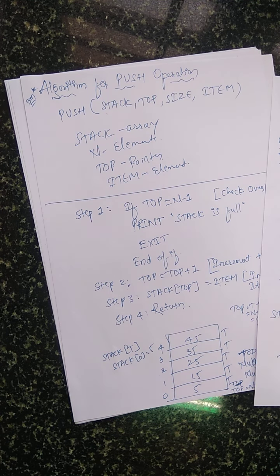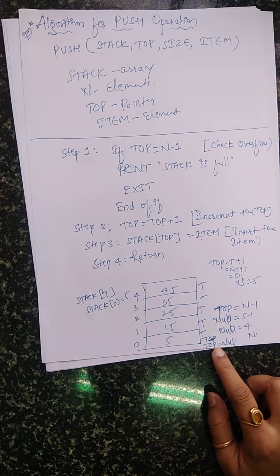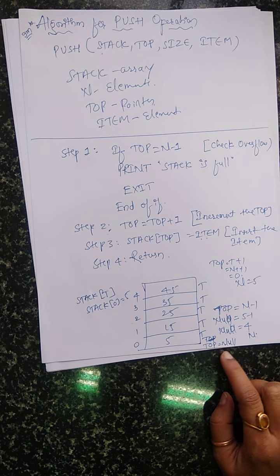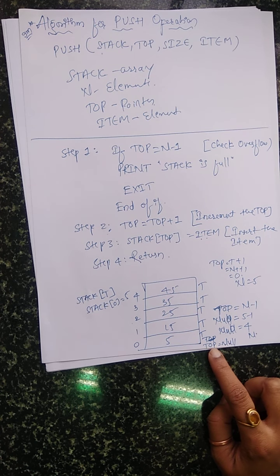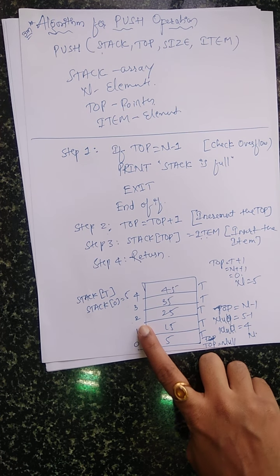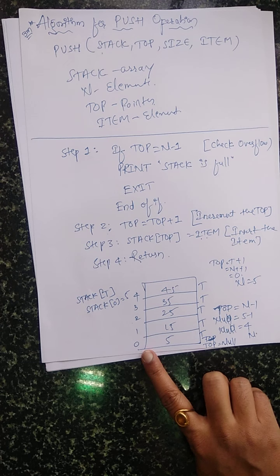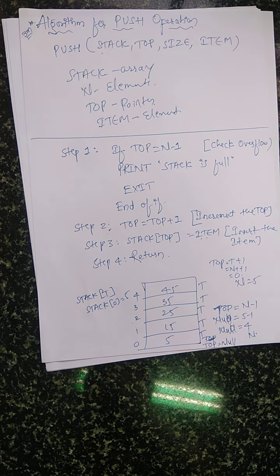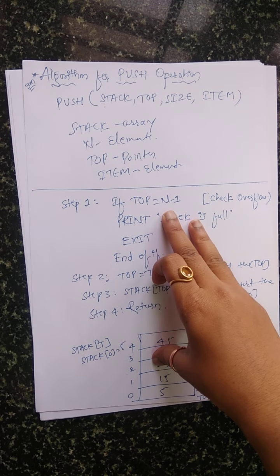I made a small mistake: at the start I took top as 0. Actually, when the stack is empty, we have to denote it as null. And plus 1 means you are not allowed to take it directly to 1; you have to come to the 0th position. Done? That point you have to remember. Clear to everyone? Write down the algorithm.